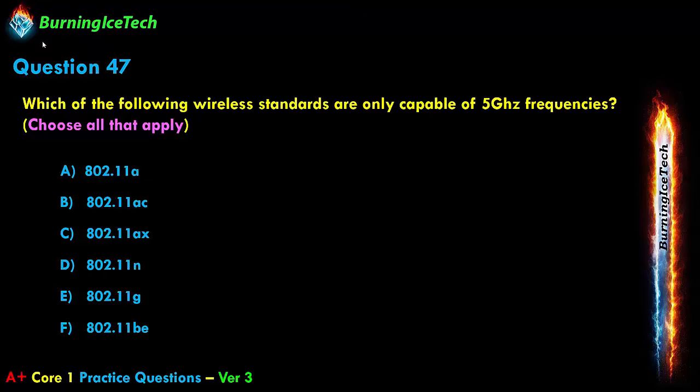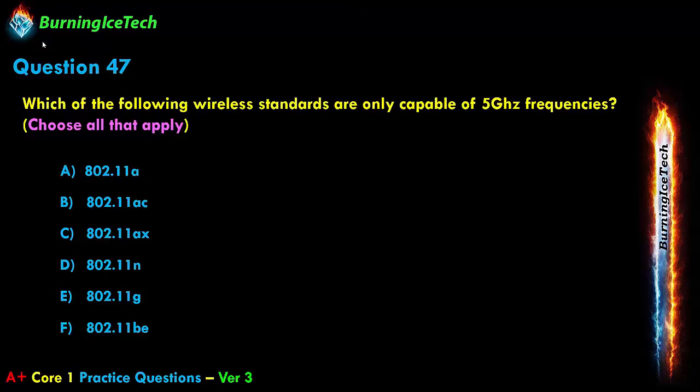Which ones out of these can only run at 5 gigahertz? If we look at the first standard there, guys, 802.11a, it runs only at 5 gigahertz. So that's one of our answers. If we look at 802.11ac, that one, folks, runs only at 5 gigahertz.